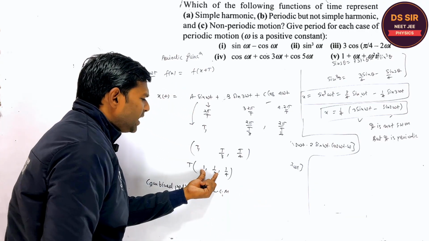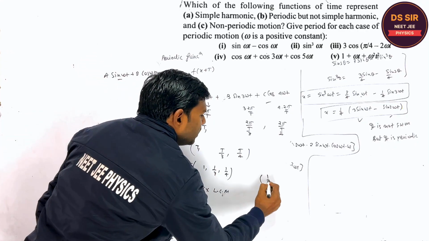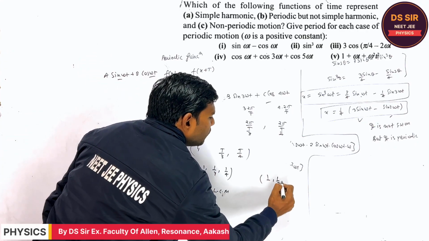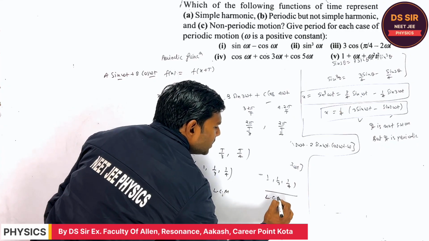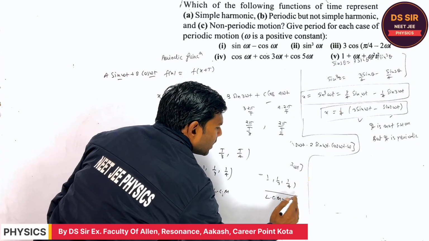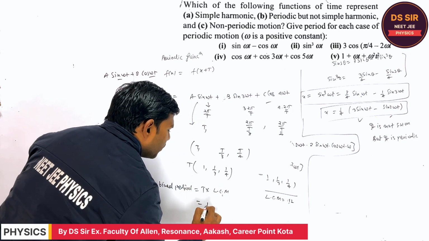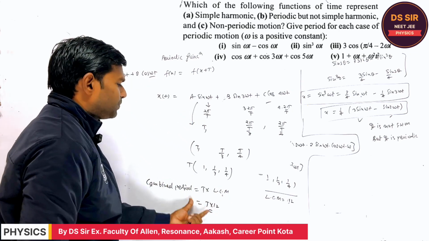LCM. What is the LCM? 1 by 3, 1 by 4. Can you tell me what is the LCM? The LCM is 12, right? So multiply by 12. So its period is 12T.